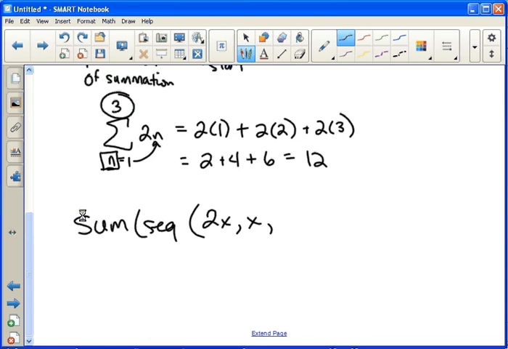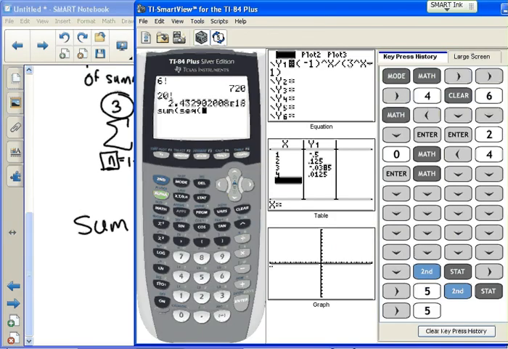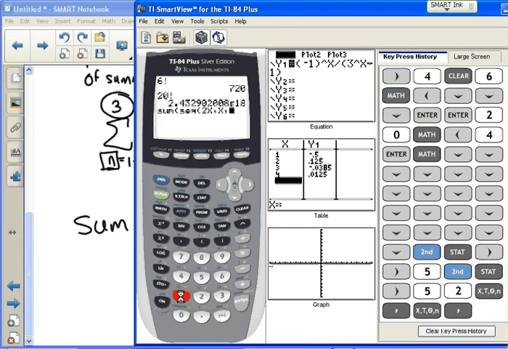So let's just plug that in the calculator and make sure it gives us what we wanted. We do 2x, comma x, comma 1, comma 3. And it should give us 12, and it does. So that's how you can do that in the calculator. It's really helpful with ones that are more complex or ones that are simply bigger. So keep that in mind.